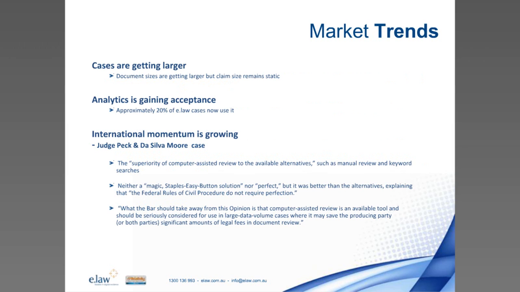And then just a couple more comments on market trends. What we're seeing is obviously cases are getting larger, even though the claim size may remain the same. We've had a few cases where the claim size is the same, but there are millions or hundreds of thousands of documents, and their client will give them a strict budget for e-discovery, which means they are forced to use technology because there is no other way to physically run the discovery exercise.